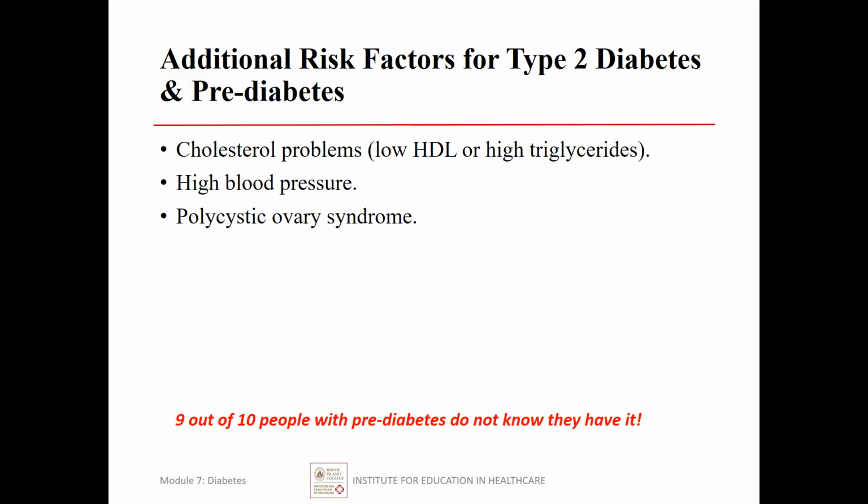And 9 out of 10 people with prediabetes don't know that they have it. So this is something that we can find out only by screening people. And it's a really good idea to have people screened, because if they have that, they can make some lifestyle changes that may reduce their risk of going on to develop full-blown diabetes.